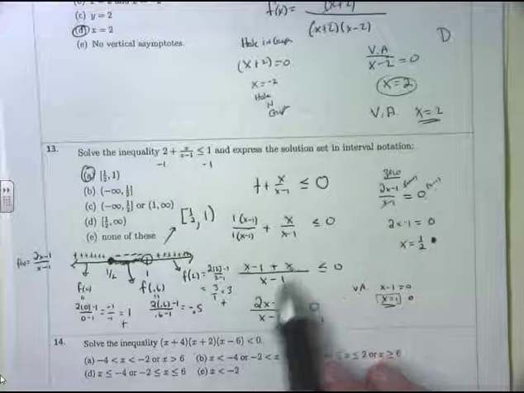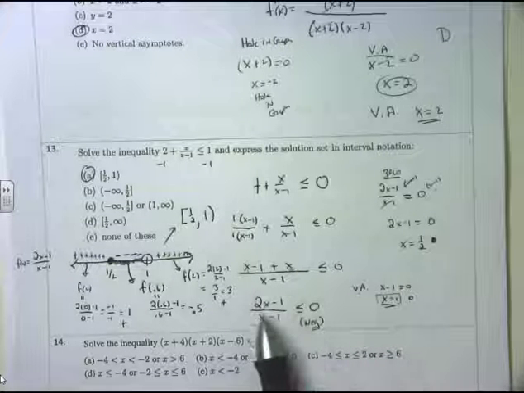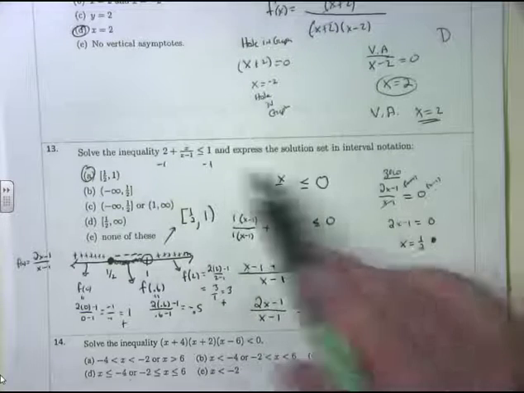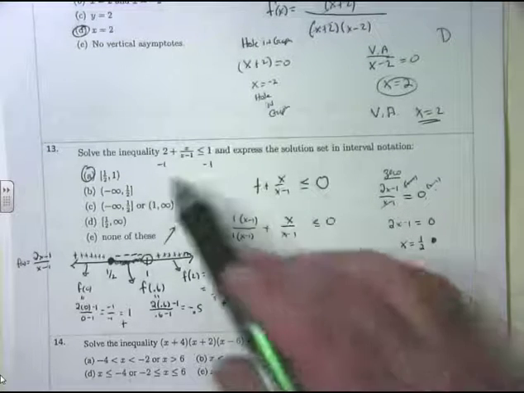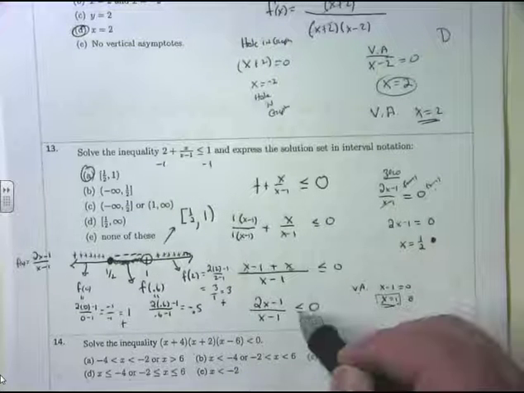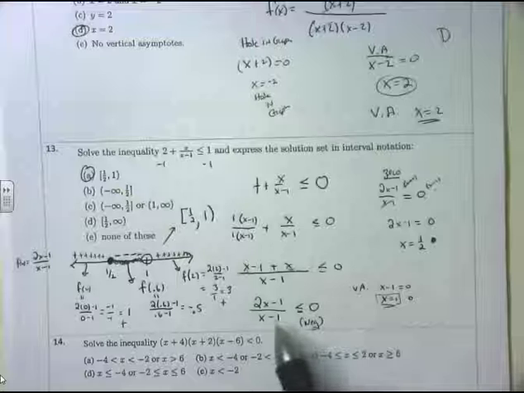Combined like terms, x plus x is 2x, so I cleaned it up to one big fraction, 2x minus 1 over x minus 1, and that is still less than or equal to 0 once I pulled everything to one side, which means I'm looking for the negatives, but I've also got equal to 0. So I've got to find my zeros first.